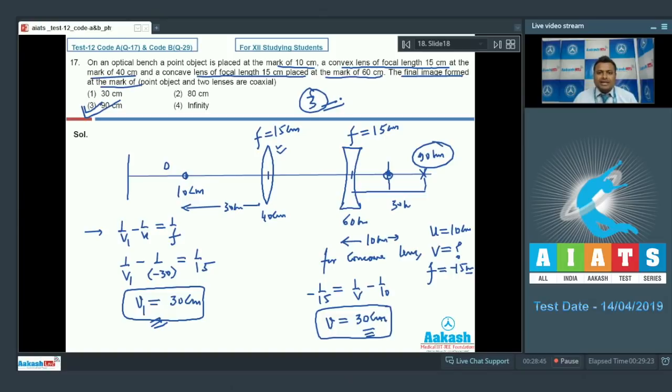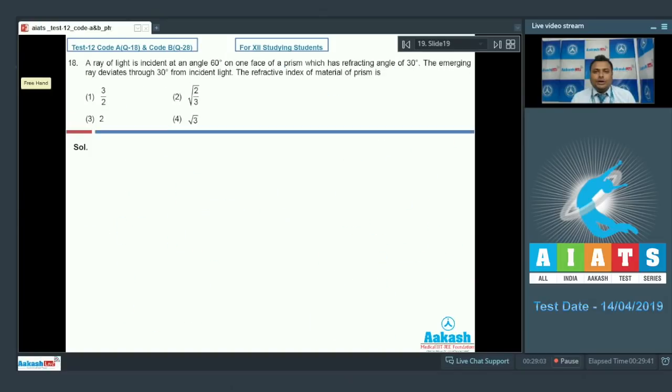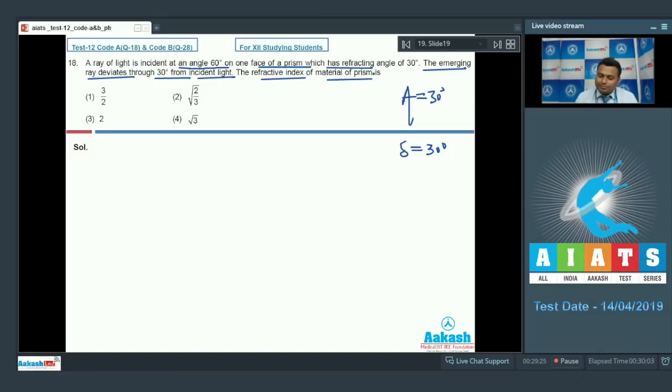Now move on to the next, that is 18 number. So here is question number 18 everyone. A ray of light is incident at an angle 60 degree on one face of prism which has refracting angle of 30 degree. Prism angle 30 degree. The emerging ray deviates through 30 degree from the incident light. So angle of deviation we can take 30 degree.